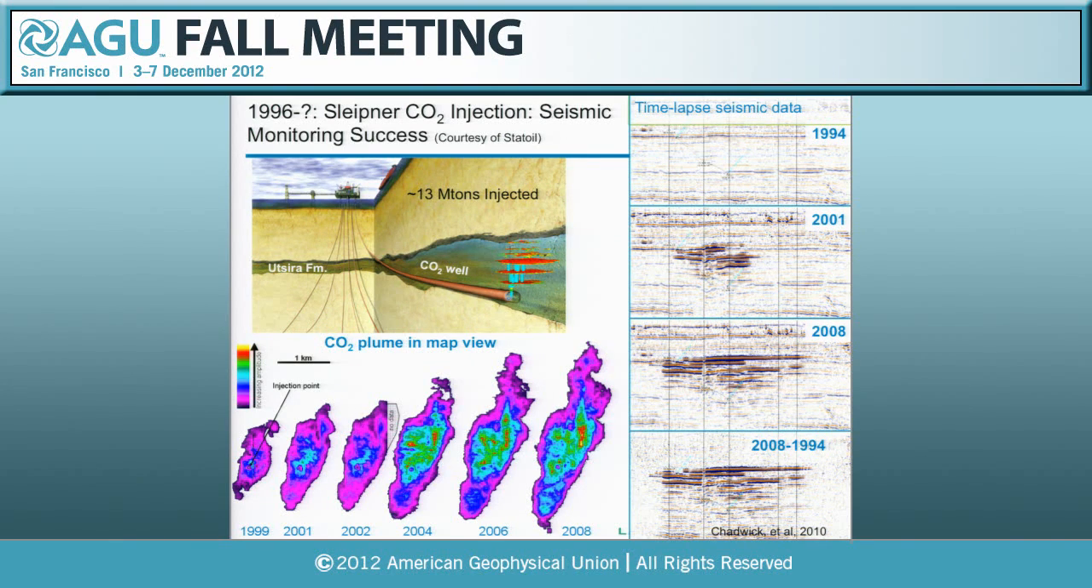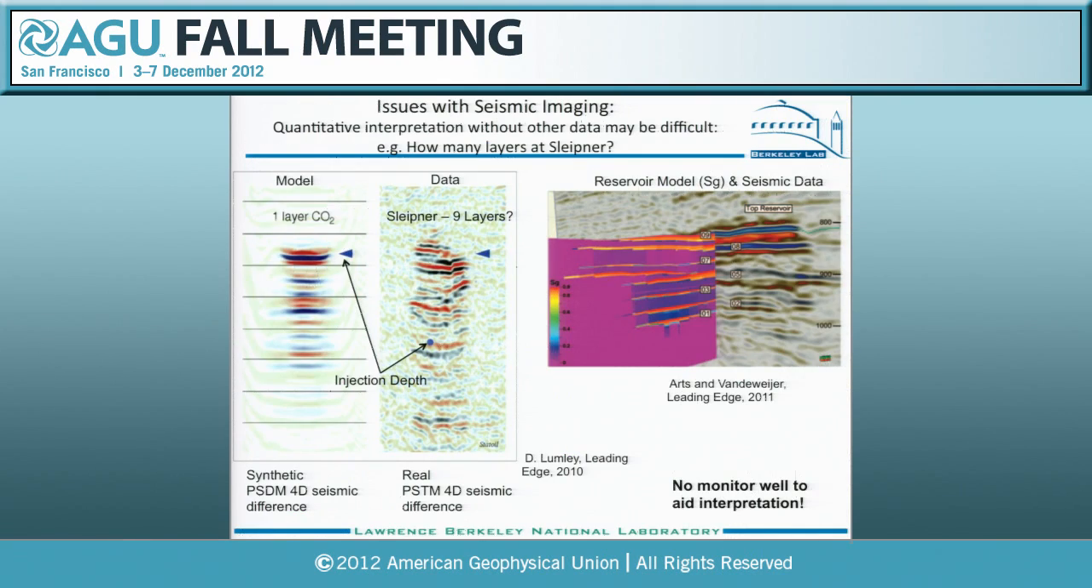And I'd like to put a little bit of a caveat on that and say that we do need to have some other information besides seismic. This has been shown well, I think, by David Lumley on the left here in a paper he did in 2010, where he looked at a numerical model based on the Sleipner site of one injection of CO2 in one layer. At Sleipner, they think there are 7, 8, 9 layers that have taken CO2. You can see the Sleipner data on the right and the model data on the left.